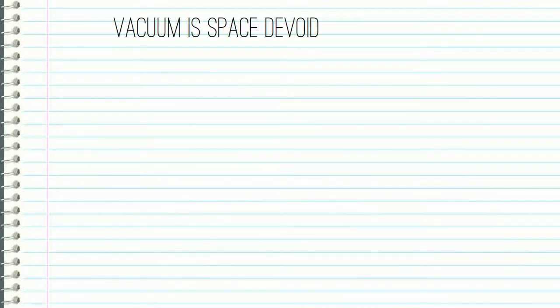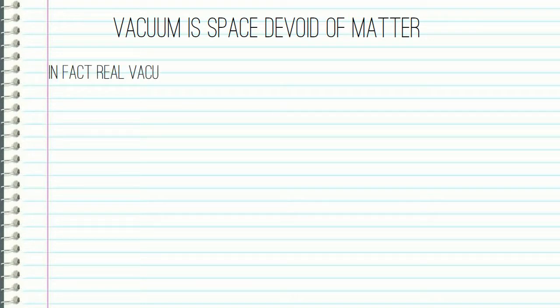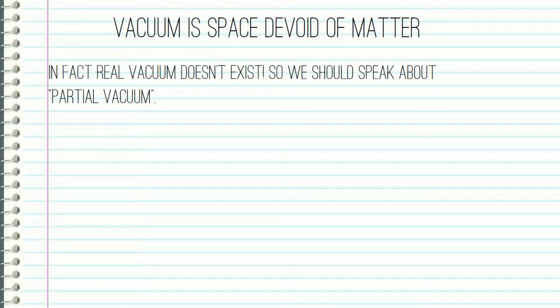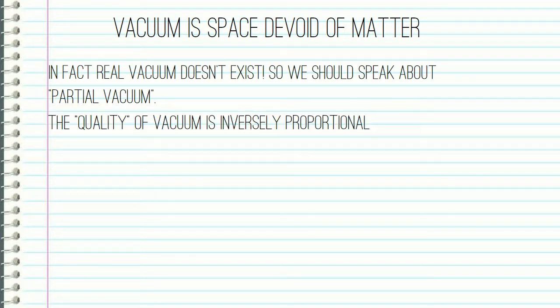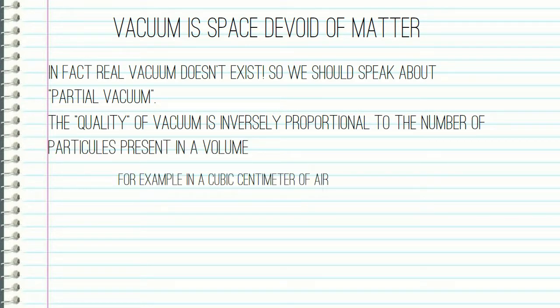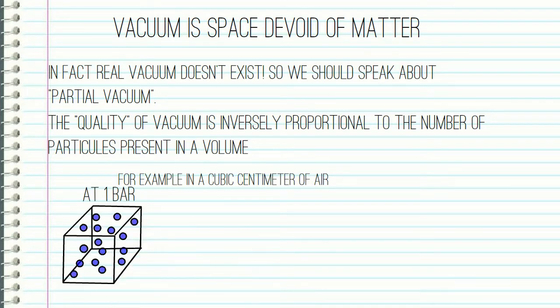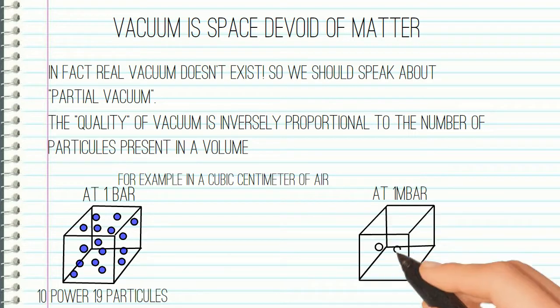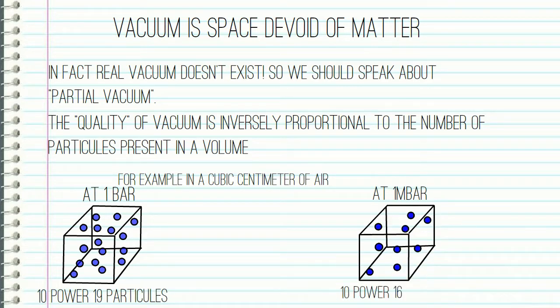Vacuum is space devoid of matter. In fact, real vacuum doesn't exist, so we should speak about partial vacuum. The quality of vacuum is inversely proportional to the number of particles present in a volume. For example, in a cubic centimeter of air, at 1 bar, we have 10 power 19 particles. At 1 millibar, we have 10 power 16 particles.